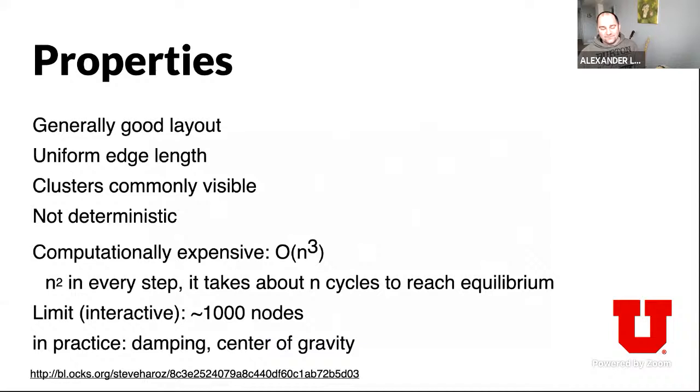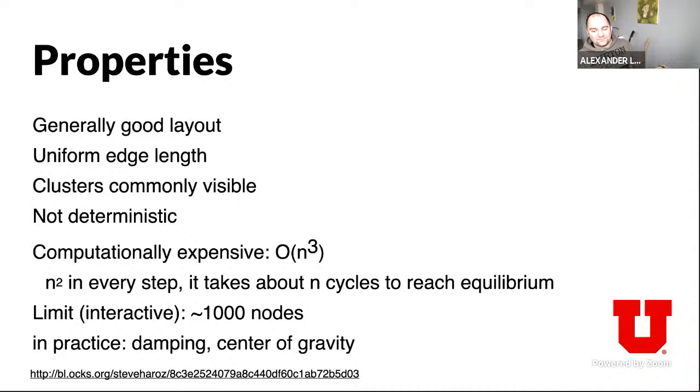So let's think a little about the properties of these networks. This force-directed network layout algorithm generally produces a fairly good layout. It enforces uniform edge length pretty well. It is pretty good at visualizing clusters, and clusters are a very important feature that people care a lot about. A downside is it's not deterministic, because we have some random initialization here. Another downside is that it's computationally fairly expensive.